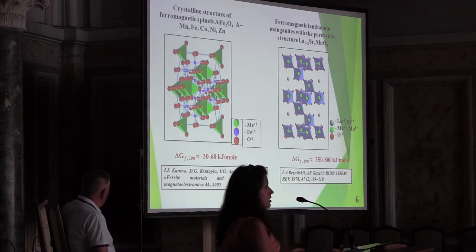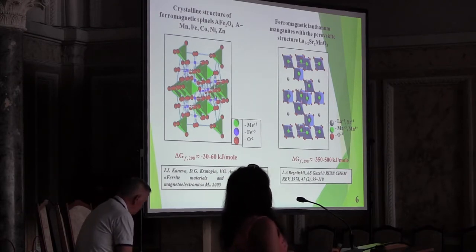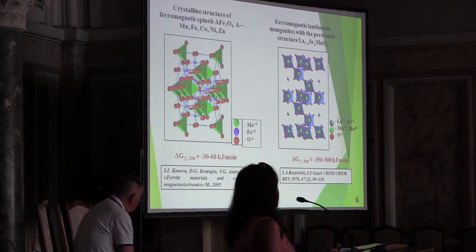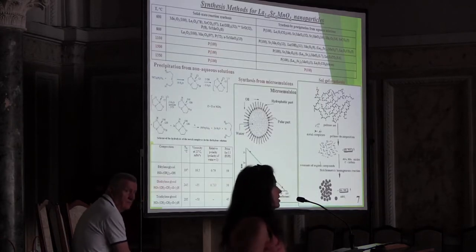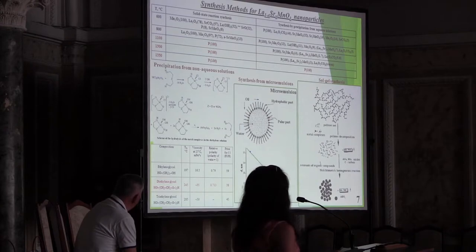I would like to tell you that in contrast to spinel structure, the crystallization energy of perovskite structure is much higher. It means that during the synthesis, we always obtain an amorphous product, and to obtain crystalline nanoparticles, additional heat treatment is necessary. It may lead to growth and agglomeration between individual nanoparticles. That's why an important task is to find optimal synthesis conditions and synthesis method to obtain weakly agglomerated nanoparticles with necessary properties. It should be mentioned that previous investigations show that not all methods are suitable for obtaining manganite nanoparticles.